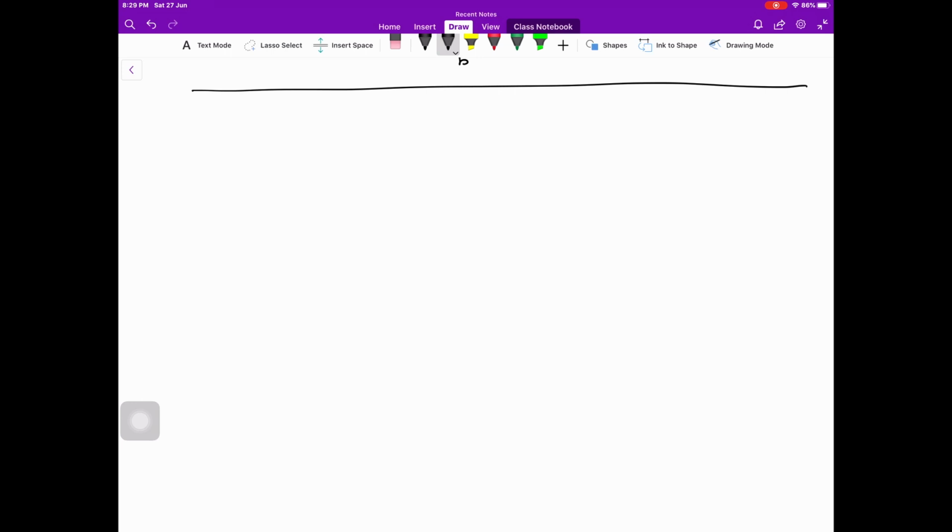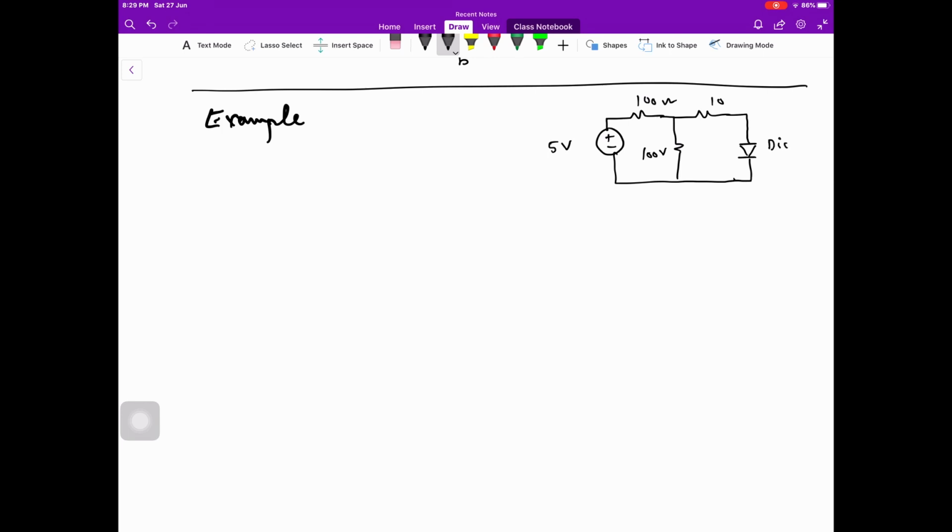We can exploit these Thevenin and Norton equivalent circuits in a very interesting application. I am just discussing an example which is in your textbook. We have a very simple circuit, and in this simple circuit we have only 3 resistors over here, but our load is a diode. So what do we do over here?